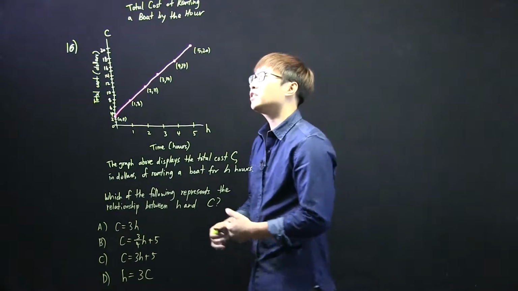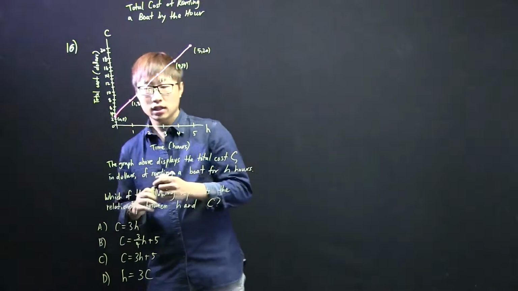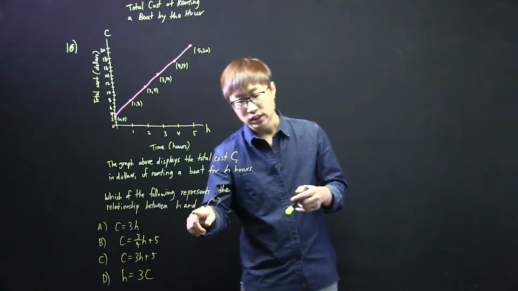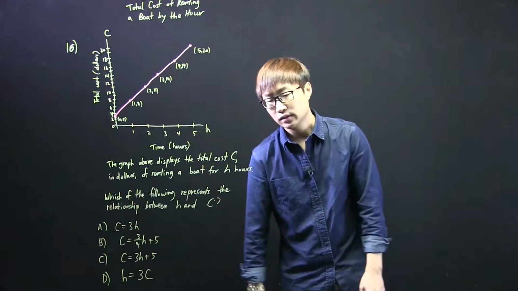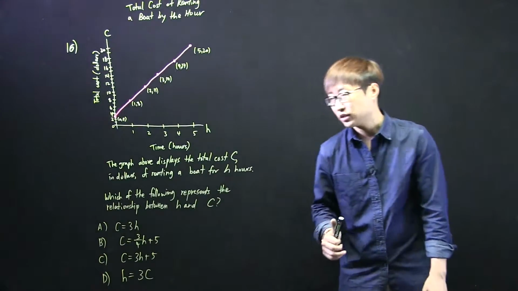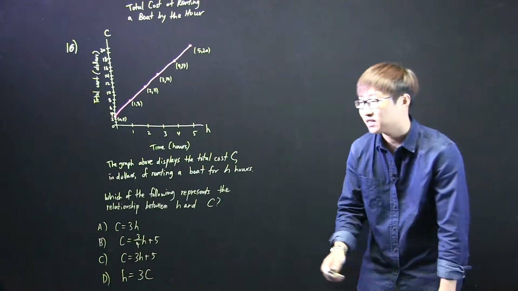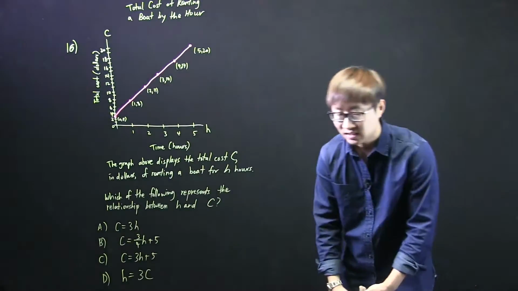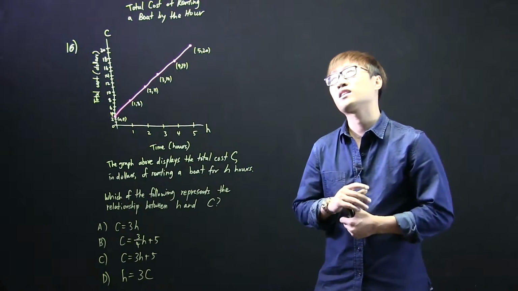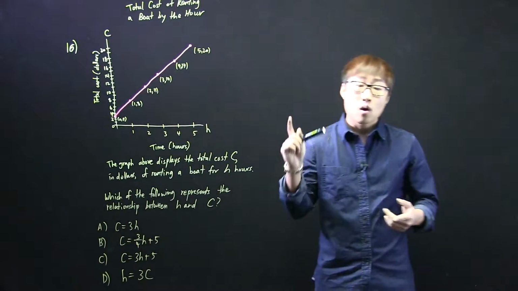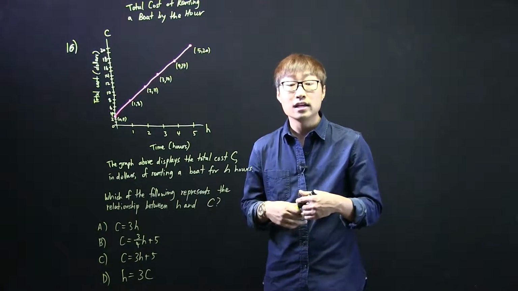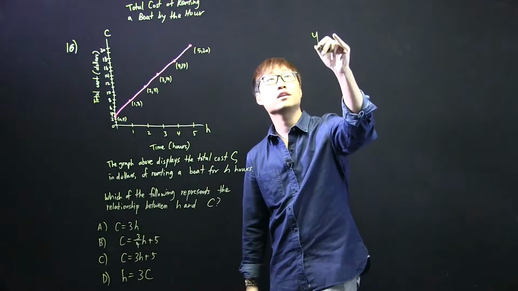Number 16, continuing with the same question. Which of the following represents the relationship between H and C? All right, so take a look at your answer choices. C is equal to 3H. C is equal to 3/4 H plus 5. C is equal to 3H plus 5. H is equal to 3C. We've seen something like that before. We're not too sure, we're kind of confused. Let's look at the graph. What does that graph look like? A line, right? A linear equation. You guys all remember the linear equation?